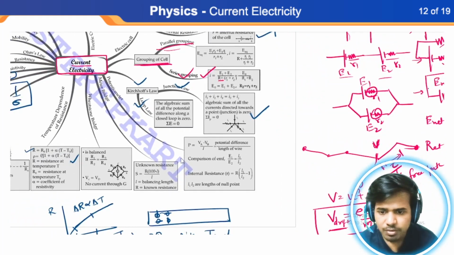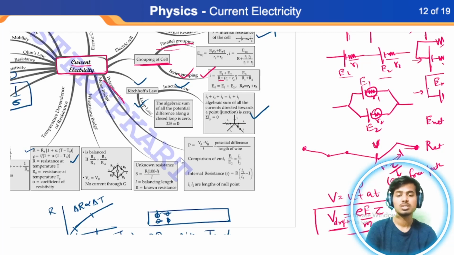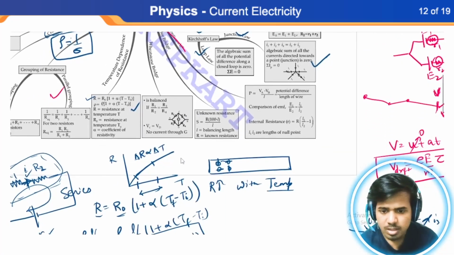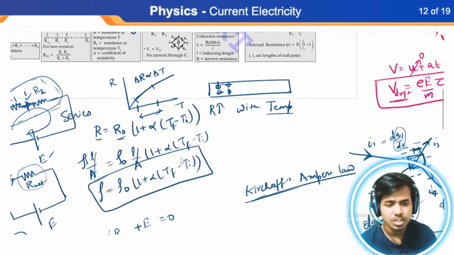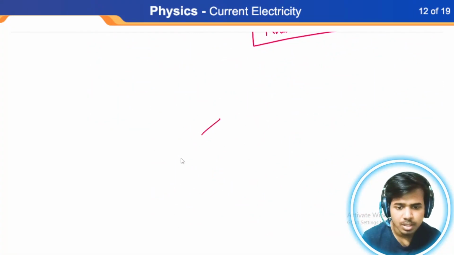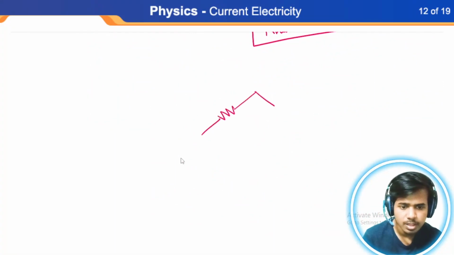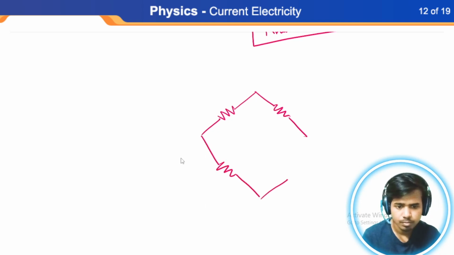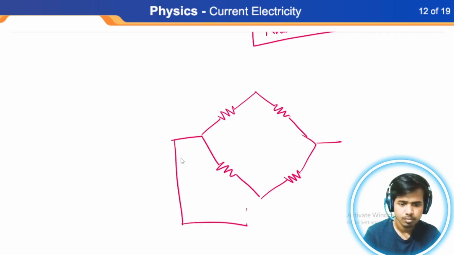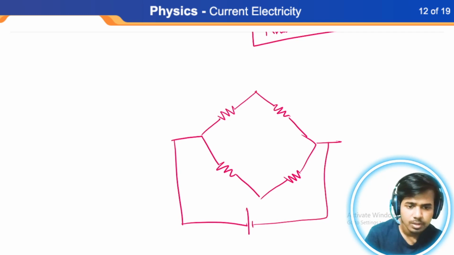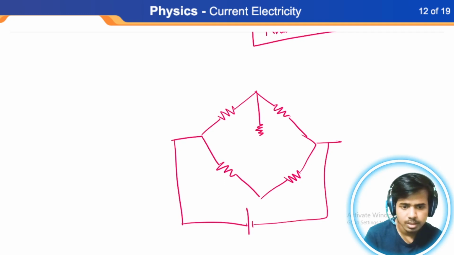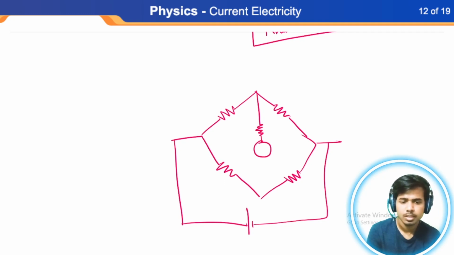Potentiometer is a very straightforward application, although it has been removed from your syllabus, so we'll not be discussing it. Then there is only one part left, which is called Wheatstone bridge. It is a simple application in which the circuit looks something like this. The circuit looks like this, and you have another resistor and a galvanometer here.